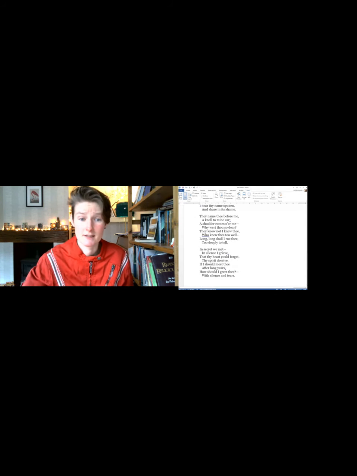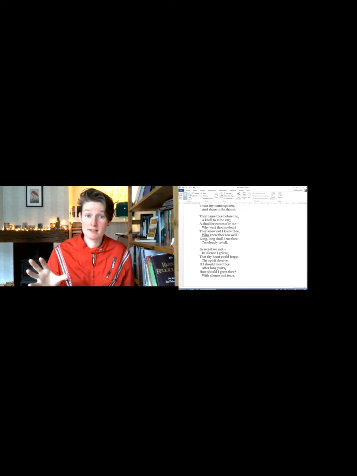In the final stanza, I think again we see this cause and effect through rhyme. So we get "in silence I grieve, that thy heart could forget, thy spirit deceive." But again, his grieving is caused by her deceiving. So those are intimately connected through sound, the sound of the rhyme, as well as through the meaning.